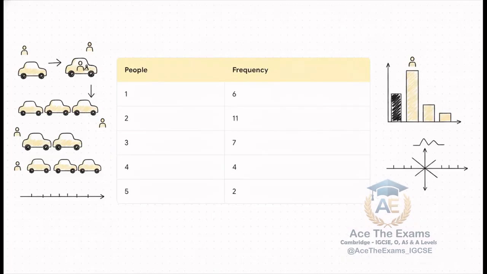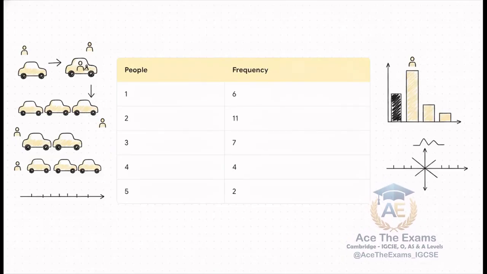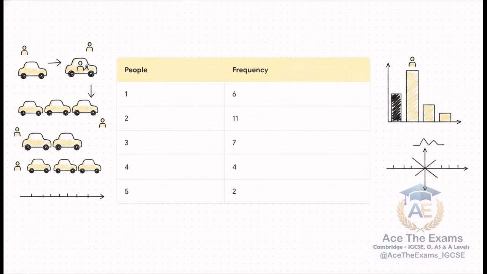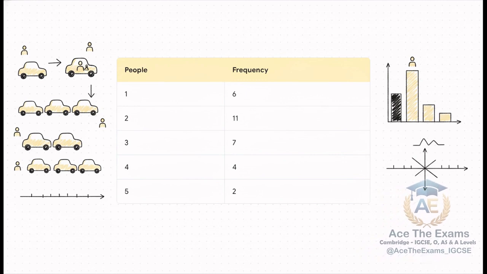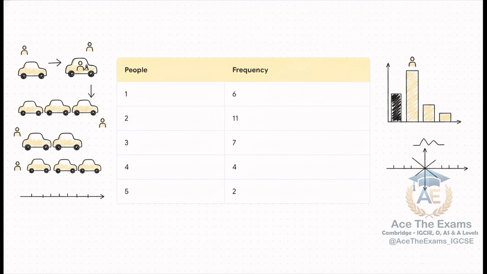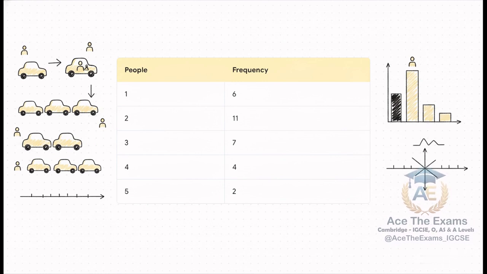Let's actually put these to work on a dataset of 30 cars and the number of people inside them. What's our mode? Well, just scan for the highest frequency. 11 cars had exactly 2 people in them, so the mode is 2. The range. The most people in any car is 5, the least is 1. 5 minus 1 gives us a range of 4.